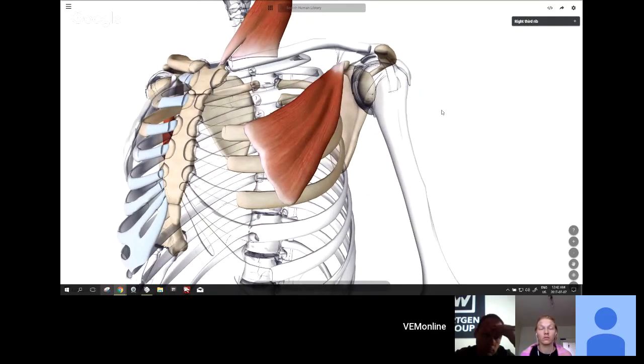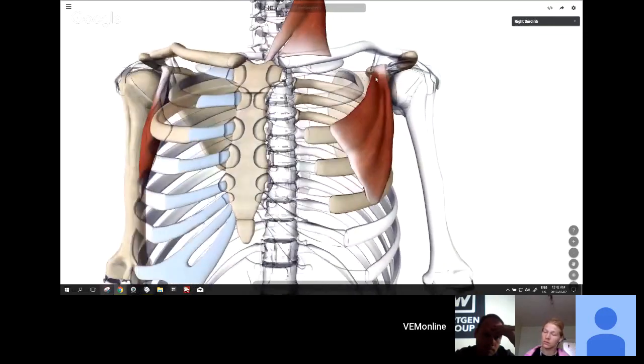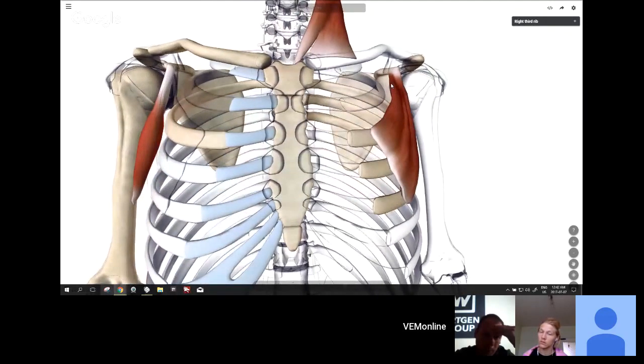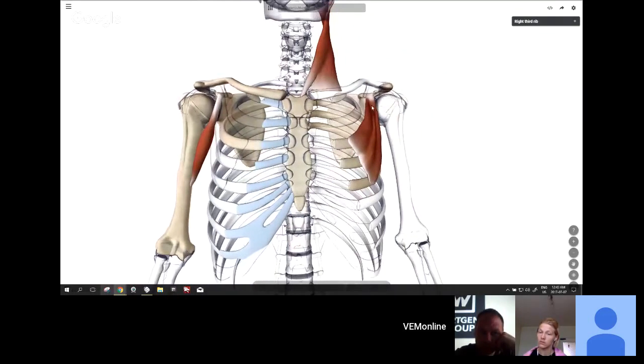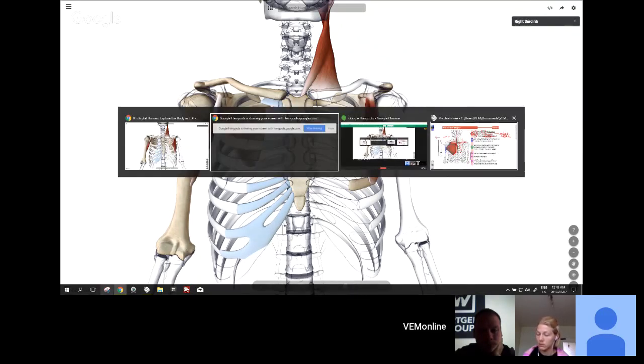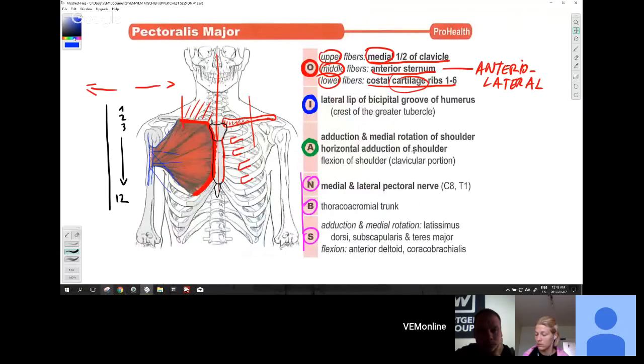What action could it possibly do? Basically, it will act on the scapula, right? It will pull on the scapula. What could it do? We are looking right at the front of the body. So obviously it will pull the shoulder blade towards the front, and it will pull it towards the ground. And that's basically it: protraction of the scapula and downward depression of the scapula. Those are going to be the two most important actions.